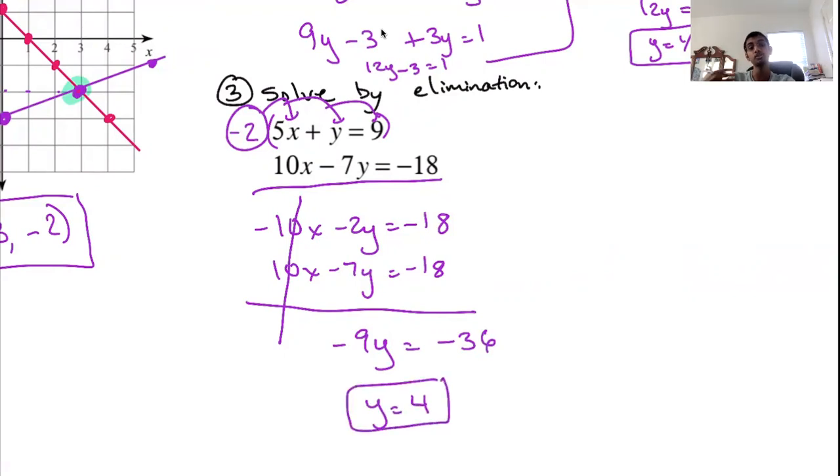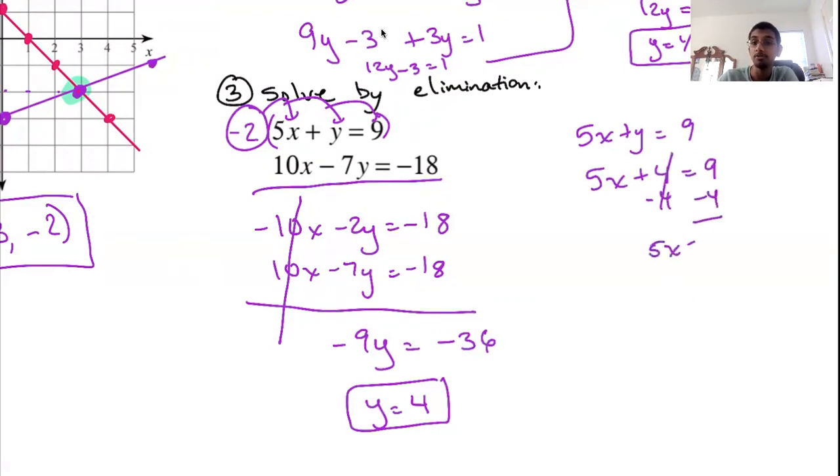Now I just want to solve for my x, as I always do. I could plug this y is equal to 4 into any of the equations that I was given originally. So let's take our first equation. We had 5x plus y is equal to 9. Let's plug in y is equal to 4 in there. So 5x plus 4 is equal to 9. We subtract the 4. 5x is equal to 5, and x is equal to 1.